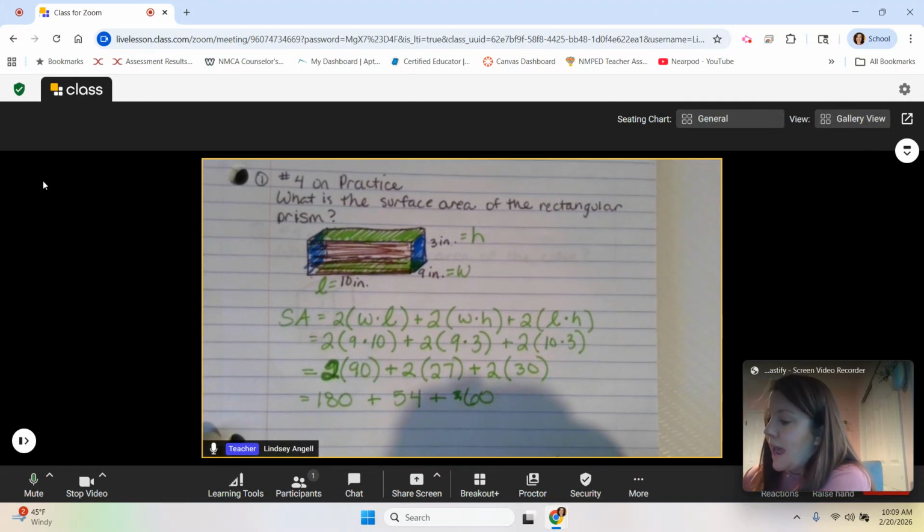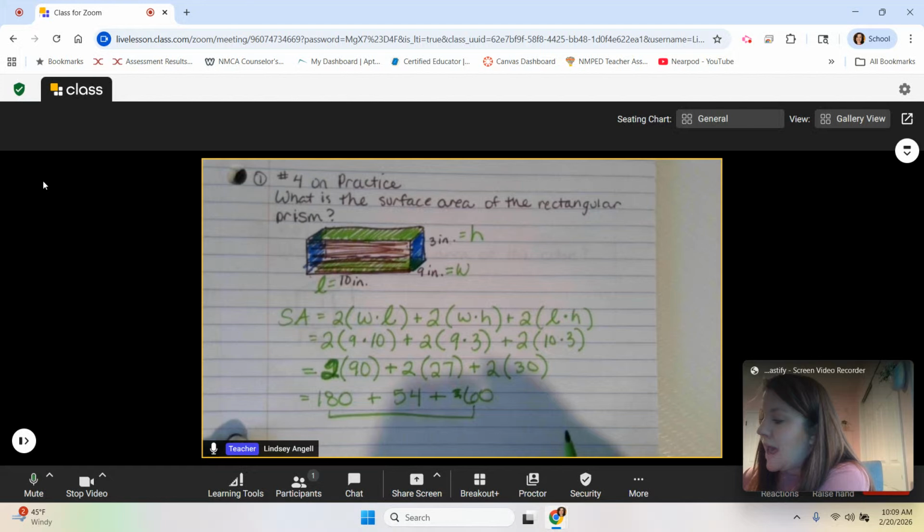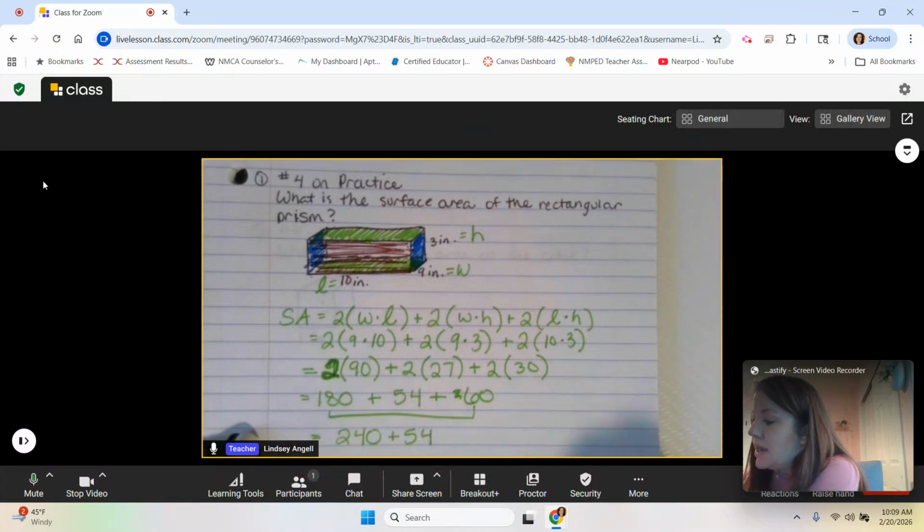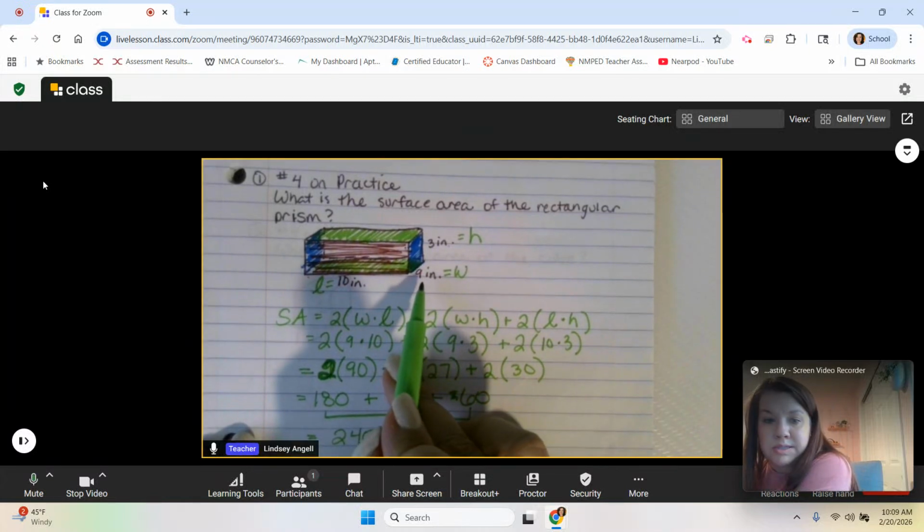And then we're just going to add them together. To me, personally, these look easier to add. If I add those together, I get 240 plus 54 gives me 294. And these were inches.